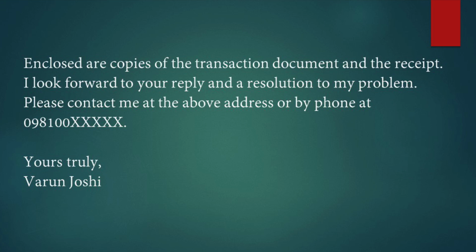And then how is the closure? You have to write yours truly and then below that is the name. Okay, so whenever you are writing to a person you don't know, please use the closure as yours truly. Okay, and below that write the name. The name is already given. So in this way you will end the letter.